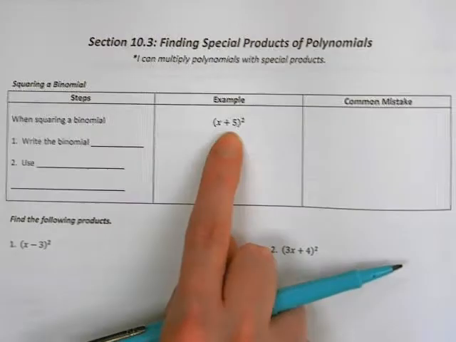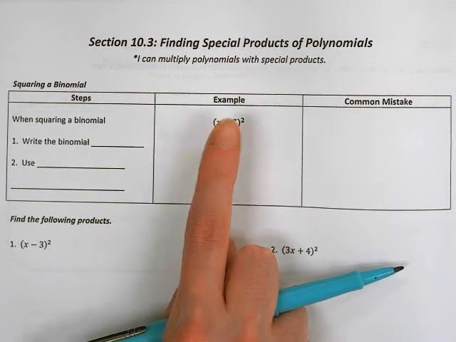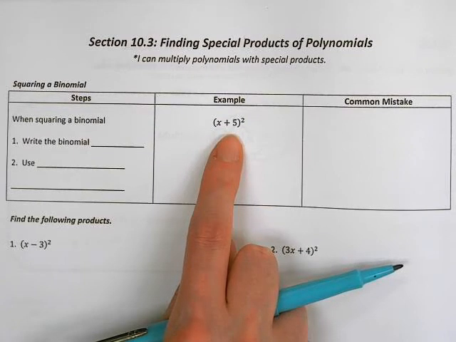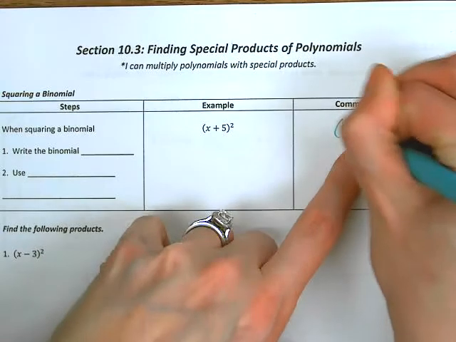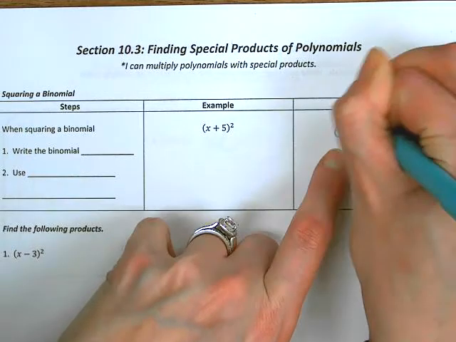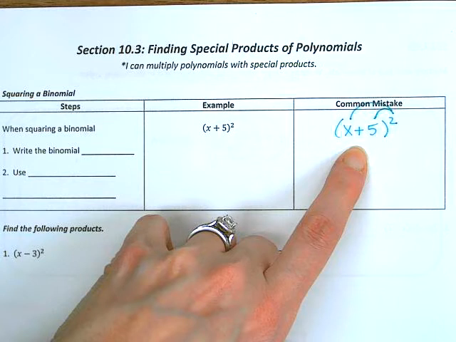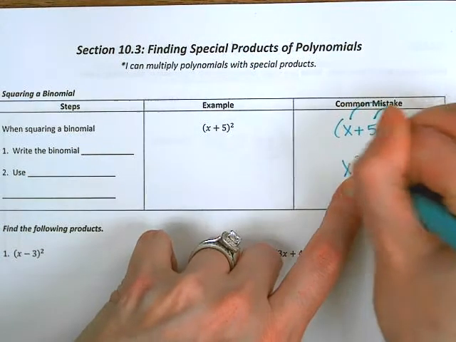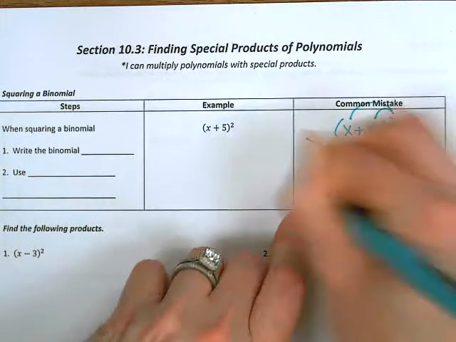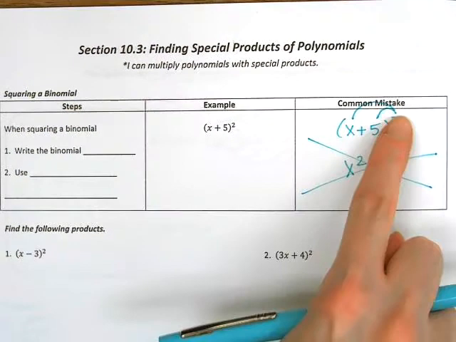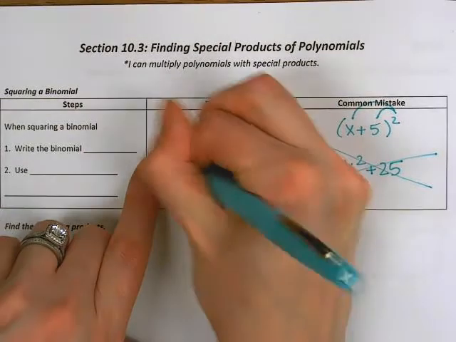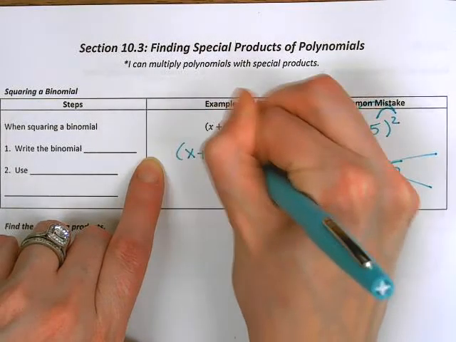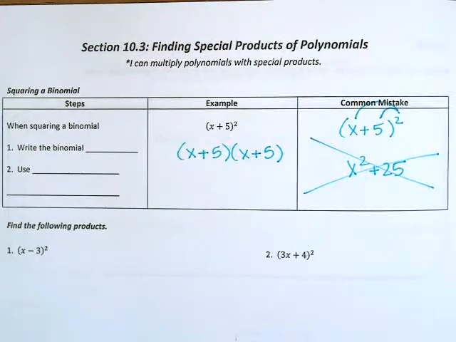So the first one is when you see something like this, what do you do? A common mistake, and I bet you guys are all thinking you would have done this, if it's x plus 5 squared, is to want to distribute the squared. A lot of people want to say that this is really x squared plus 25, but they are wrong. You cannot distribute into a binomial. Never do that. What you have to do is, to square something means you multiply it by itself. You write it twice.